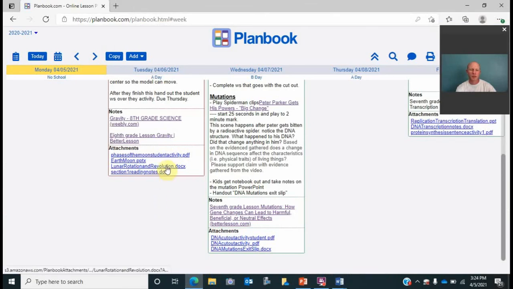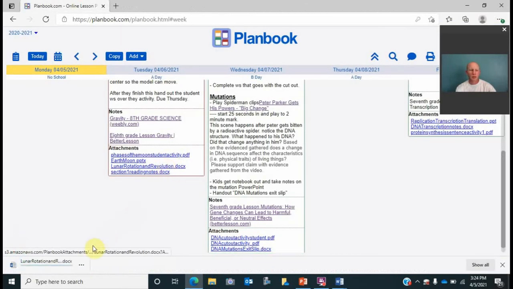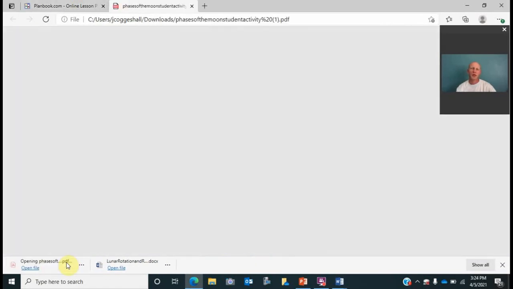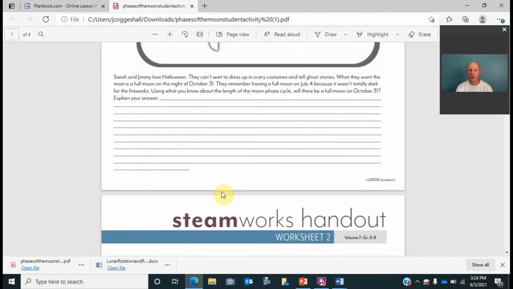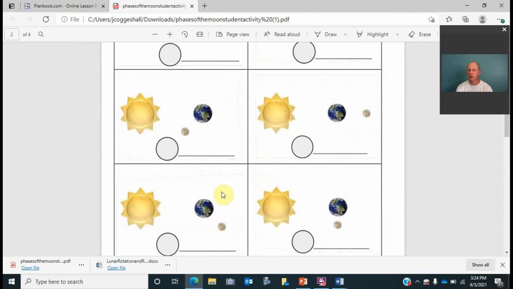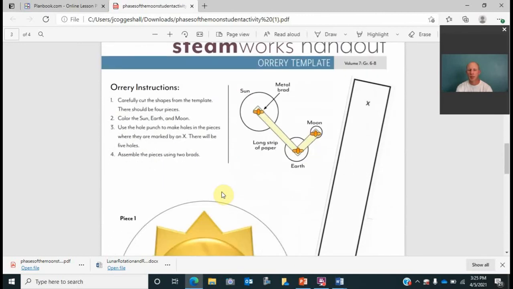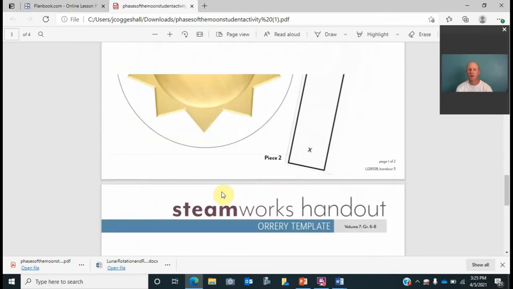Okay. So then next, you guys have this little activity and you guys will be done. It is the phases of the moon student activity. So this is kind of a cutout. You should have three pages. So this page that you start on and this page right here should be front and back. And then this page, and you should have these two pages right here.